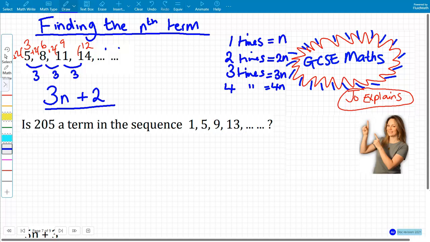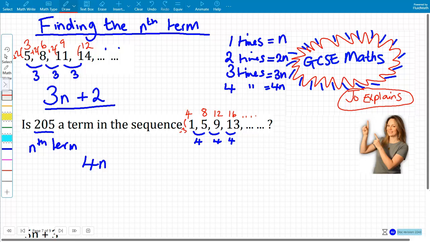Okay, another question you might see is this. Is 205 a term in the sequence 1, 5, 9, 13 and so on? So what we're going to do first is find the nth term the same way we just did. So looking at this, we've got to find the difference. So the difference is 4. That means it's similar to the 4 times table. So let's write 4n as our starting point here. And then we're going to compare the 4 times table, 4, 8, 12, 16, and so on, to our sequence. And what do we have to do? We have to take 3 away each time. So we can confidently say that the nth term is 4n minus 3.